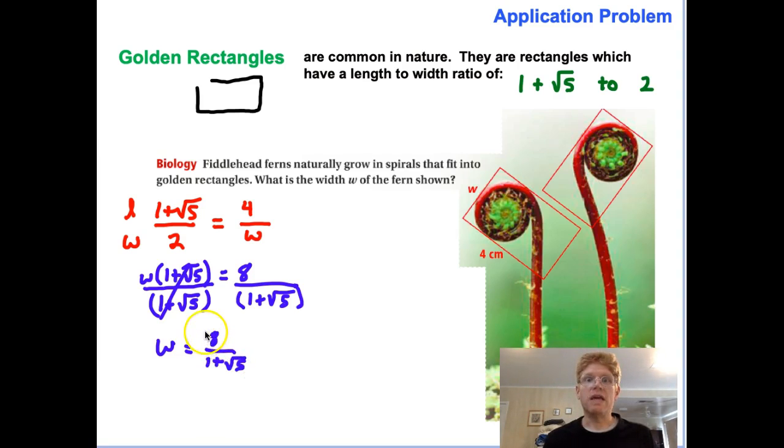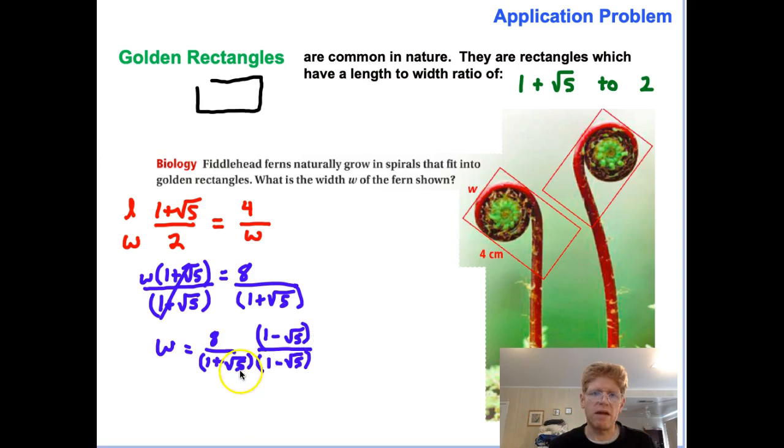And what's wrong with that? Well, we have a radical in the denominator, not acceptable. So what we've got to do is multiply. Let me go ahead and erase that. We'll multiply by the conjugate. And that will give us 1 minus the square root of 5 on the bottom and 1 minus the square root of 5 on the top. And we'll multiply by those. Well, on the bottom, since it's a conjugate, it's going to simply give us 1 squared, which is 1, minus the square root of 5 squared, which is 5.